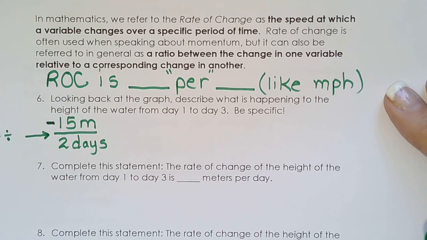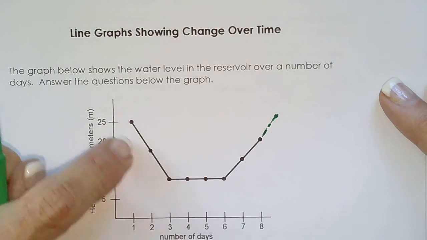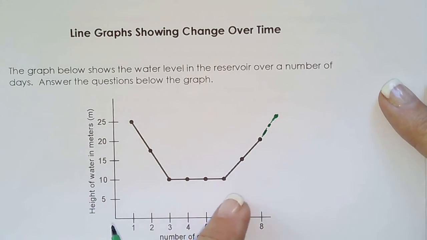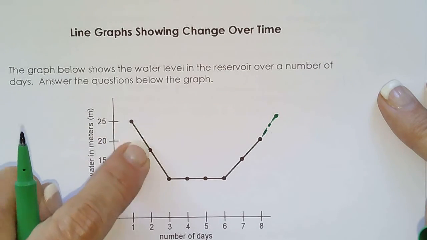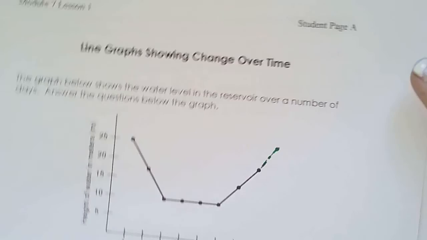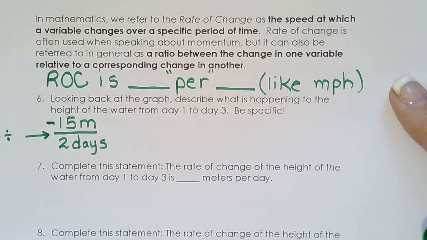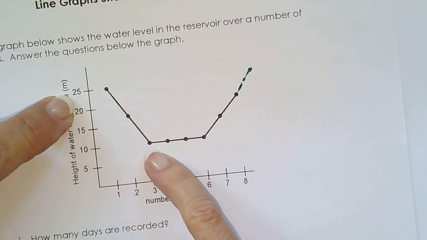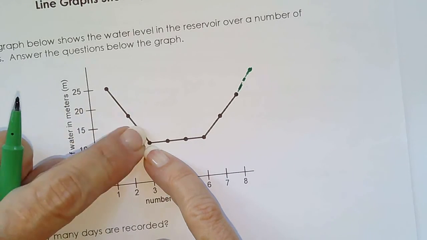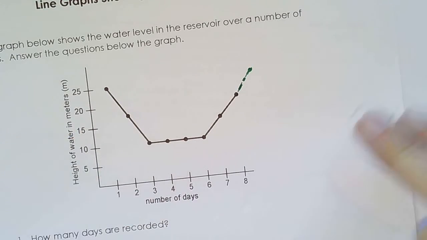Remember how we learned about slope in the last section? That it goes down is negative. When it goes up, the slope is positive. When it's horizontal, the slope is 0. So this is an example of this. It's going down, so that should be a negative slope. So negative 15 meters over a 2-day period, went from 25 to 10. That's 15 meters from this day to this day.